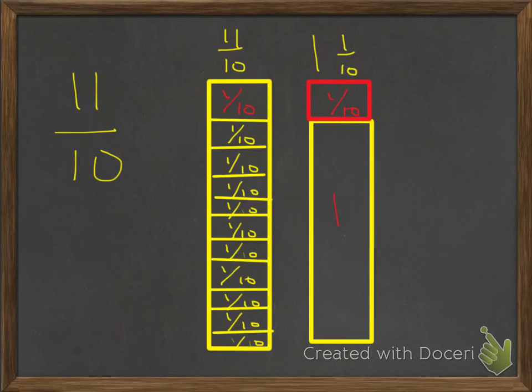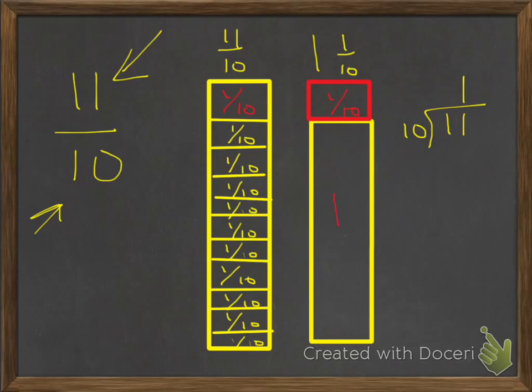Now, what I want to show you is how to change an improper fraction to a mixed number. Mixed number meaning that it has a whole number and a fraction with it. So, right here, this actually is a division problem. Just think of it as the top number falling into the house. And I would say, how many groups of 10 do I have in 11? How many tenths do I have in 11?